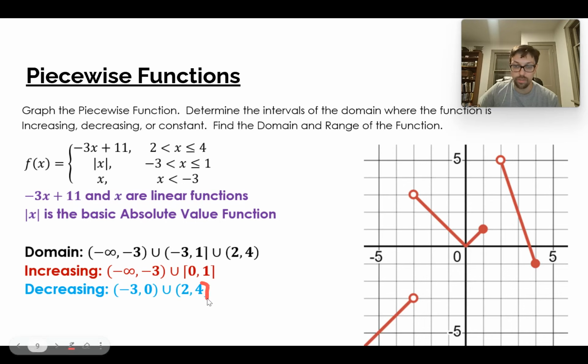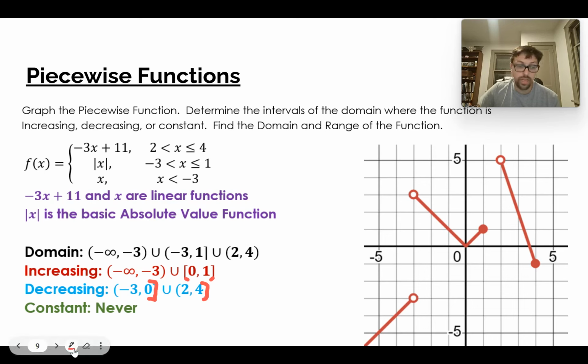This should be a bracket instead of a parentheses. Sorry about that. And then we're also decreasing on this part of our absolute value. I want to put a bracket here because I got a filled in circle. These are ending with filled in circles, so those should both be brackets. This function is never constant because it's never flat. It is always slanted in some way, shape, or form, so no constant.